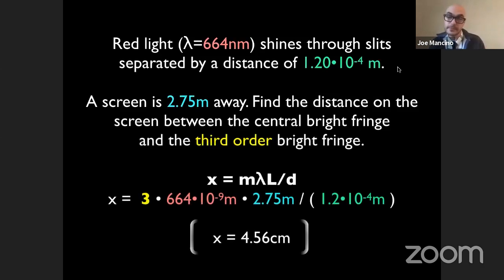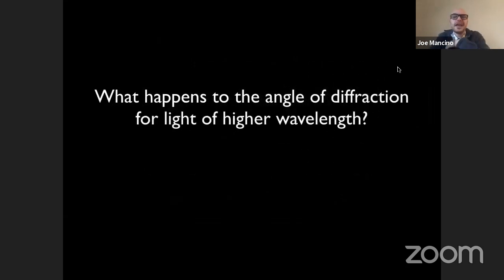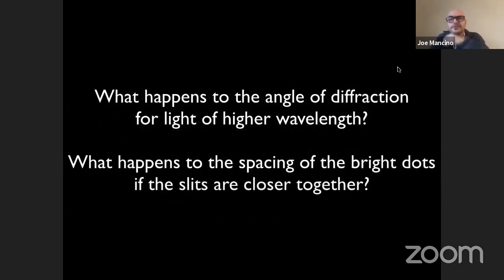Here's the deal, everybody. AP Physics 2 is not about crunching numbers and solving problems. AP Physics 2 is about relationships. The relationships define physics, not the numbers, not the calculations. You can do this. You can screenshot it if you want. I color-coded it. You can walk yourself through it. The real questions are these. What would happen to the angle of diffraction for light of a higher wavelength? That's a toughie.